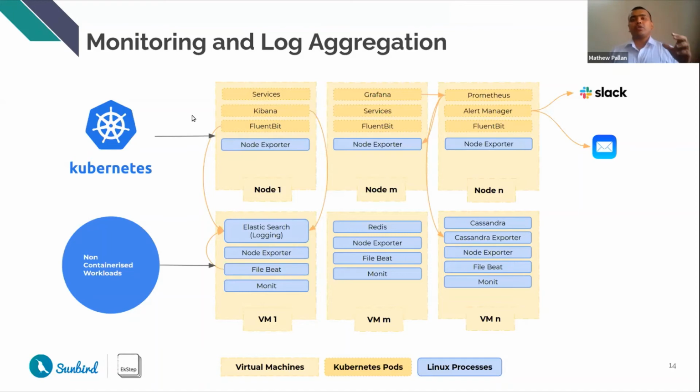And FluentBit is used as a log shipper for the pods. All the pods which are running on a particular node will write the logs to standard out, which will get ingested by FluentBit into the logging stack.